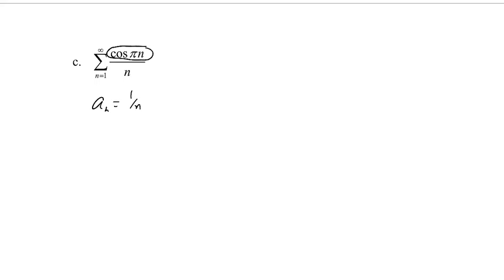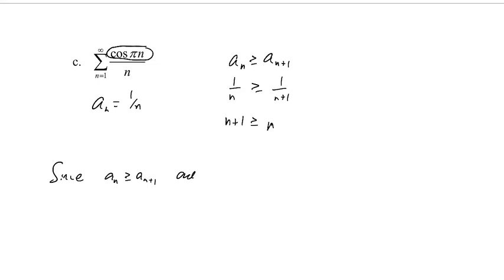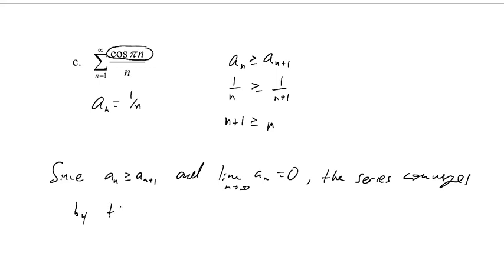I think this is going to converge, so let's make sure that it gets smaller. So a sub n needs to be greater than or equal to a sub n plus 1. So 1 over n needs to be greater than or equal to 1 over n plus 1. That is going to be true, and I can verify by cross multiplication that n plus 1 is definitely greater than just n. So I'm going to say since a sub n is greater than or equal to a sub n plus 1, and the limit as n approaches infinity of a sub n equals 0, the series converges by the alternating series test.